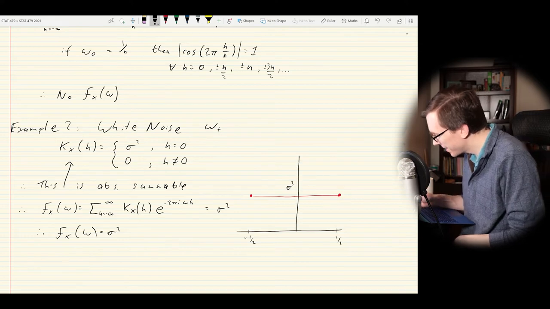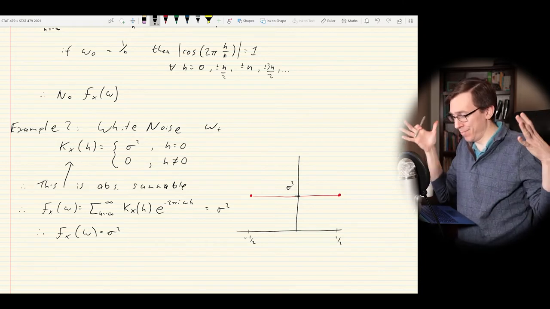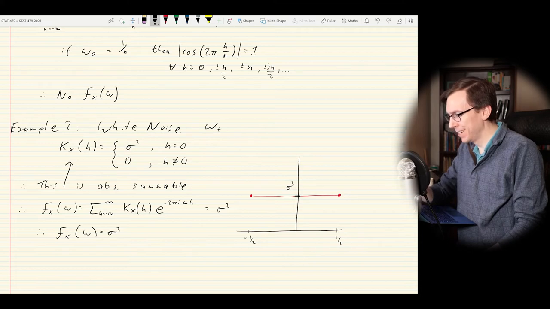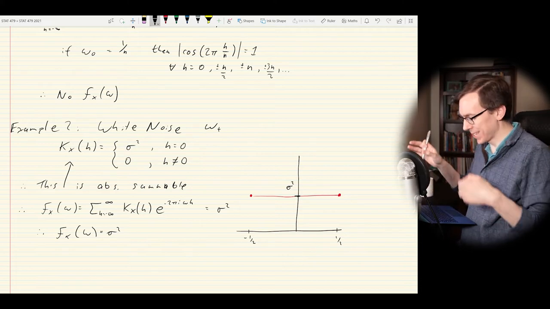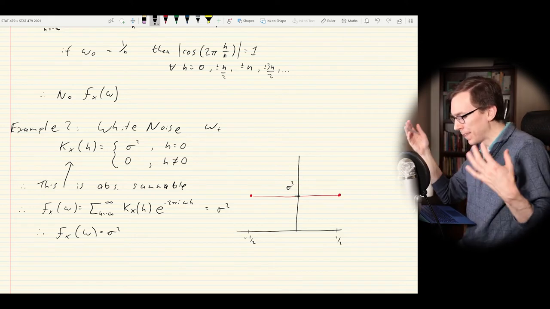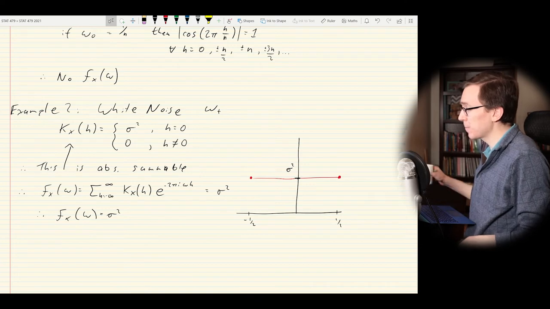Good start here. Yeah, there's my sigma squared. Okay, so it's just uniform in some sense, minus 1/2 to plus 1/2. That's not exactly a uniform distribution because it's not a distribution or not a density function, but still, this is kind of another extreme case that we might consider.